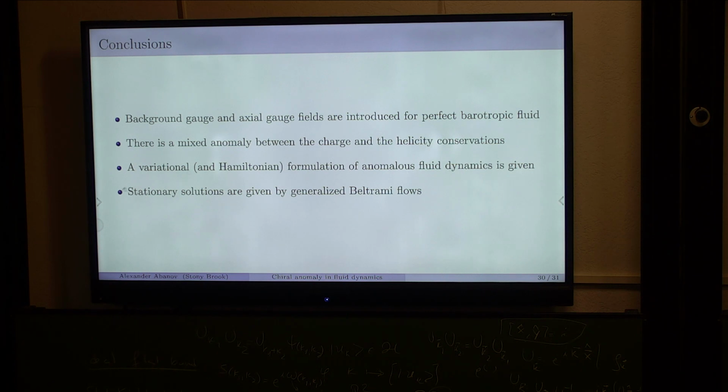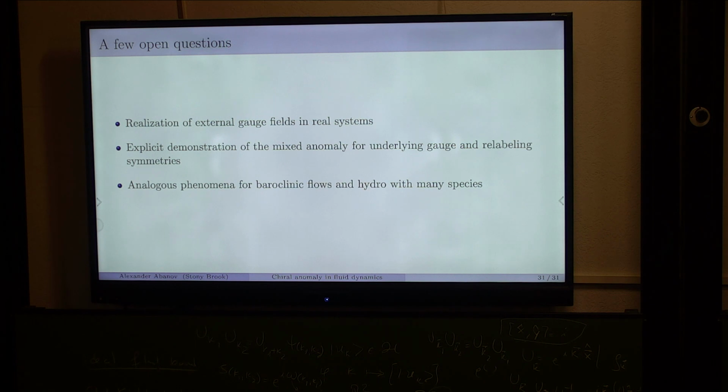And we considered also stationary solutions, which are given by generalized Beltrami flows, and there are some interesting relations between the various parts of the currents, the constitutive relations. Just a couple of open questions. So it would be really nice to apply this and to realize those external gauge fields in real systems. It's not difficult to realize electric and magnetic fields, the first part. For example, in plasma, they use it all the time.